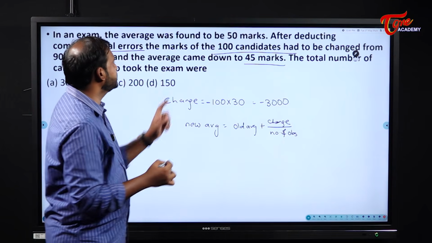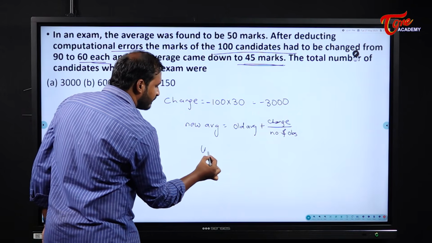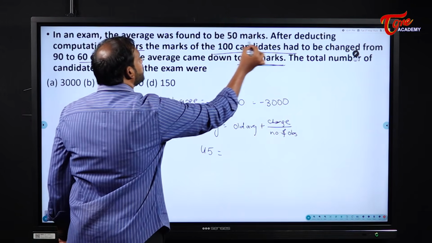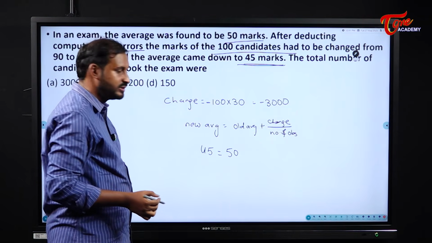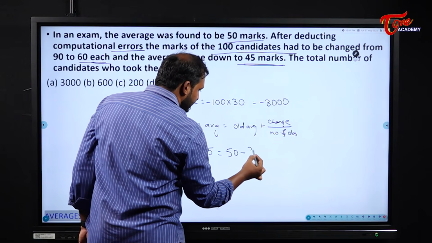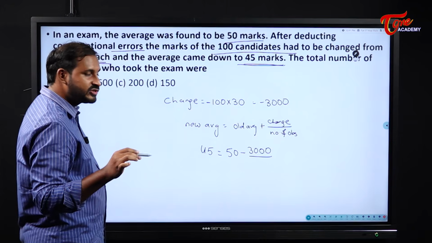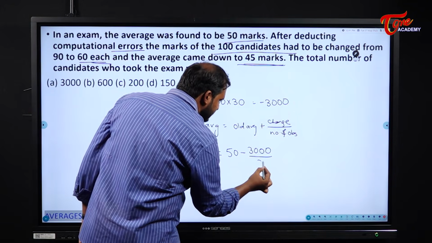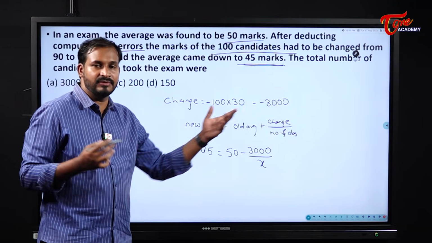So what is the new average? The new average came down to 45 marks. Okay, the new average they have given us is 45. And the old average is how much? 50. Okay. And what is the change here? Negative change, so that means minus 3000. And we don't know how many candidates took the examination. Let us assume it as some x. Understood? And this x we need to find.